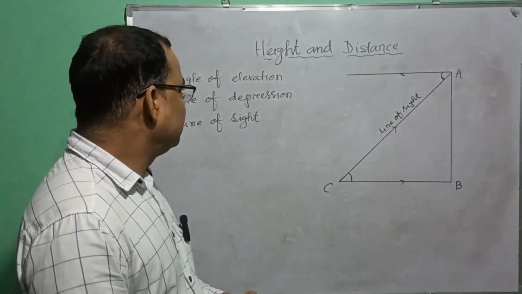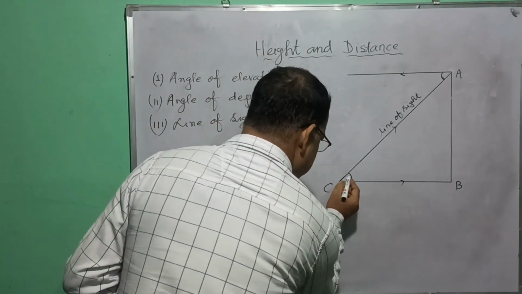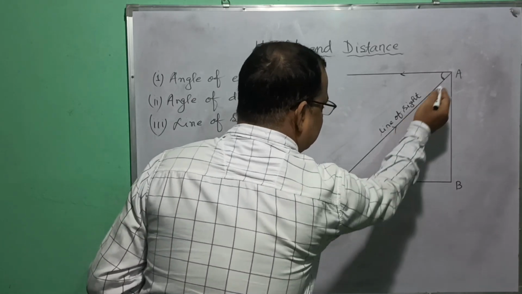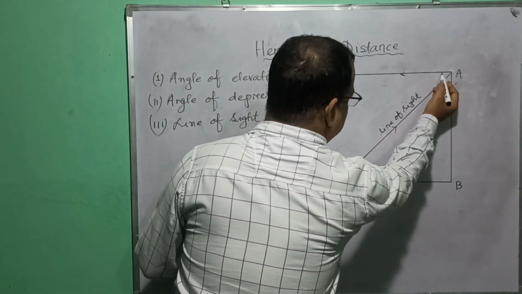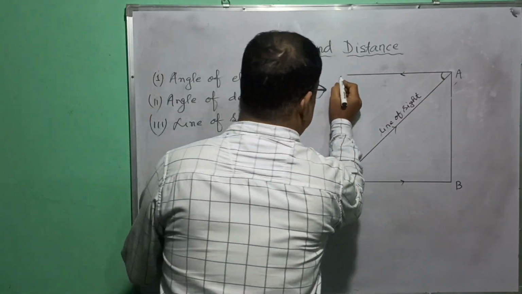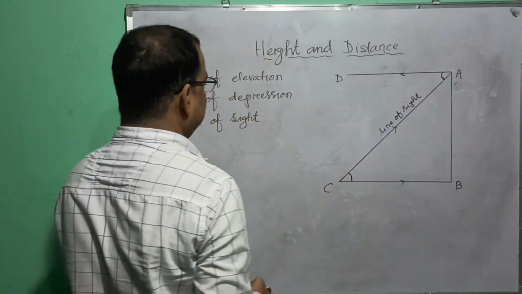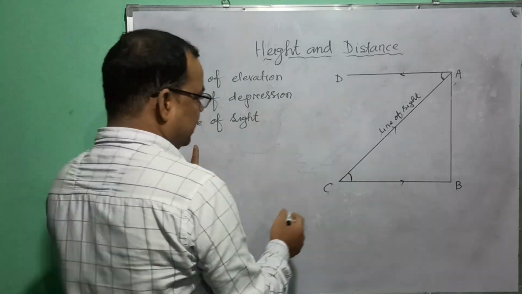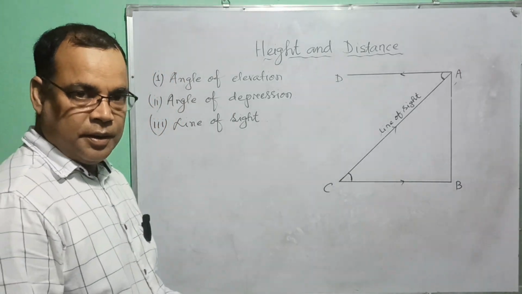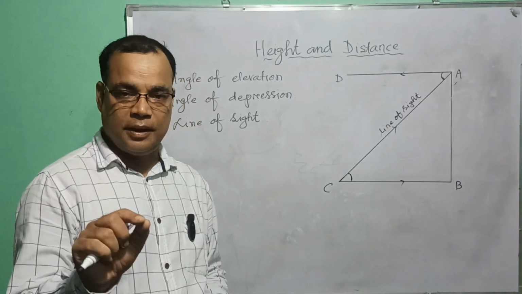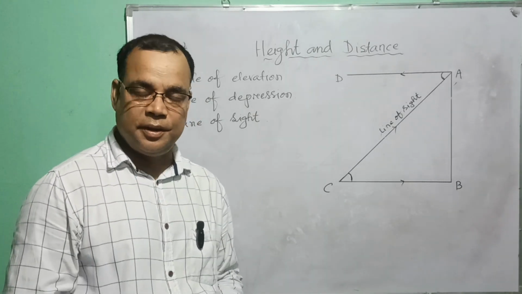I hope you can understand these three terms. Angle of elevation is angle ACB, and for angle of depression, if it is D, then angle DAC is the angle of depression, and this line is representing the line of sight. After this there will be a little break, then I will start some problems based on height and distance.